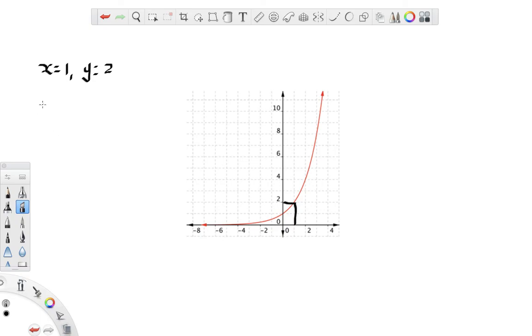Okay, so we'll try another. When x is equal to 3, well, we find 3. Well, 2 is there, so 3 will be here. We read up to the line, and then we read across, and we find that y is equal to 8.